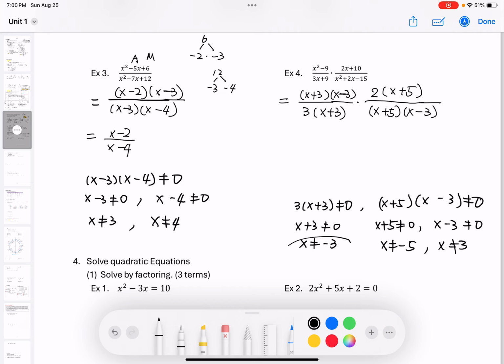Okay, so I got 3 restrictions. What is the solution of the question? So we do the cancellation top and bottom. This top, this bottom, this top, this top, this bottom. They are the same factor. So top and bottom cancel. Solution is 2/3.